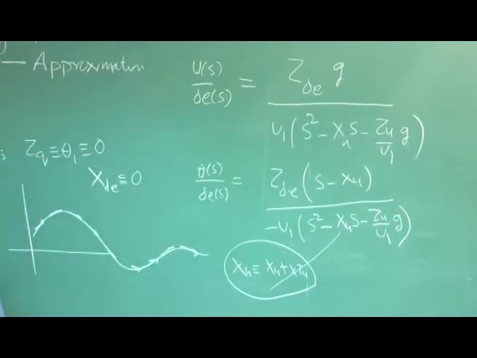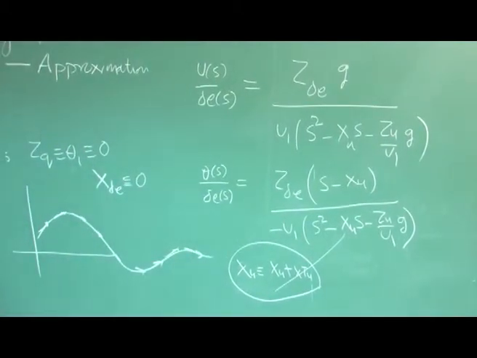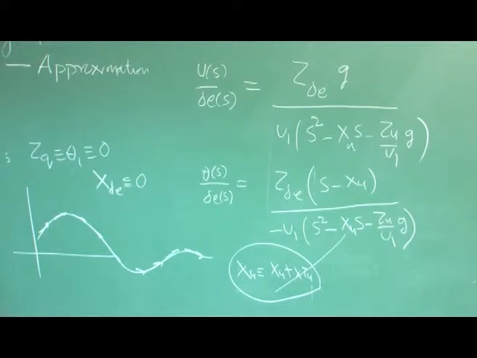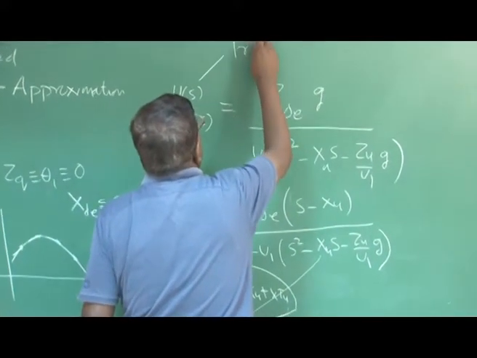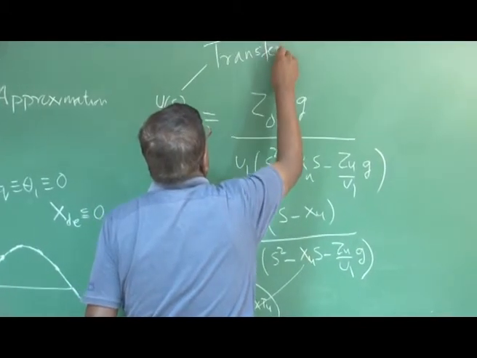Now, if I see this, what do you call this, u of s by delta E of s or theta of s by delta E of s? These are called transfer functions.